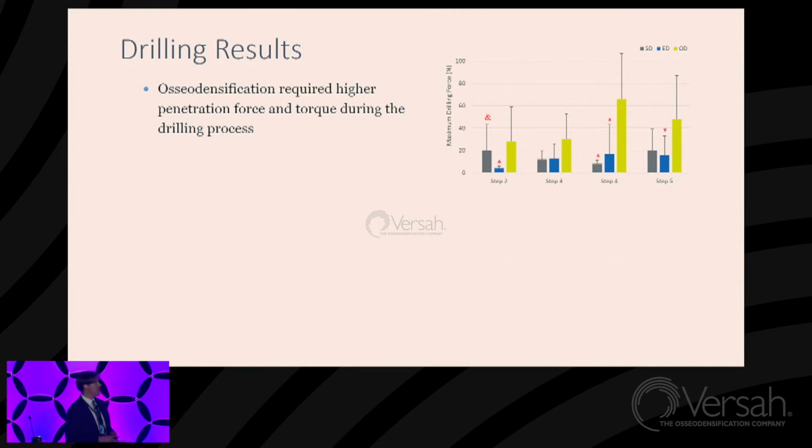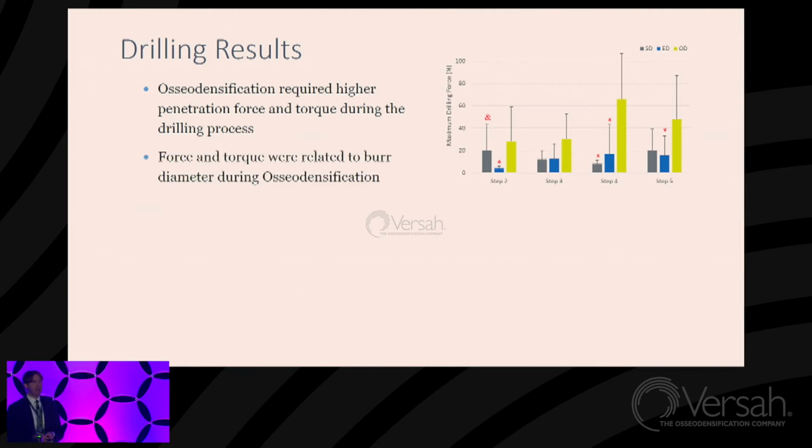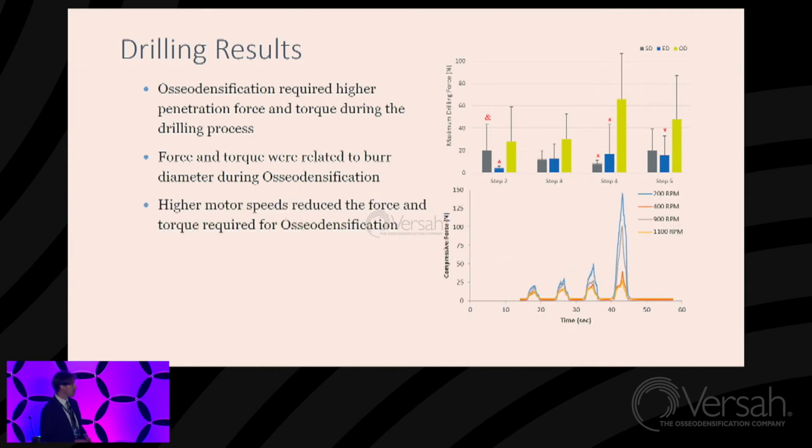We did measure higher torques and forces during the densification process, and it was correlated to the diameter of the bur. So as you get to the larger and larger burs, you're going to experience that you have to press harder and harder to get it to condense the bone. But this is actually a way of controlling the process. So depending on the density of the bone, you're going to have to apply a certain amount of force that's proportional to that. And it gives you a sense of the quality of the bone that you're encountering.